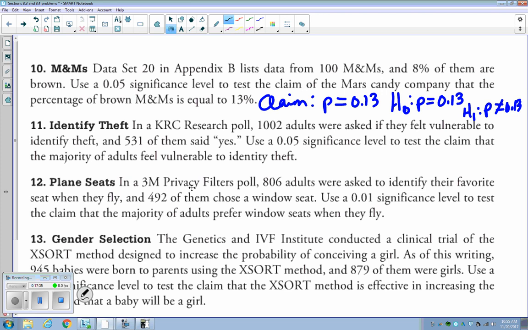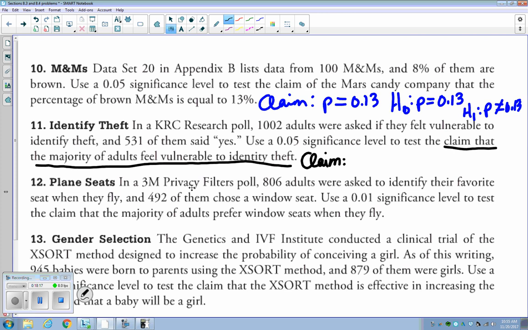It's going to be a percent. So right then I know I'm going to use what? Z or T? Z. Okay? I'm using a 0.05 significance level. And here's the claim. The majority of adults feel vulnerable to identity theft. That's different than any of the claims we've seen yet. What does majority mean? Most. Would majority be anything over 50%? Yeah.